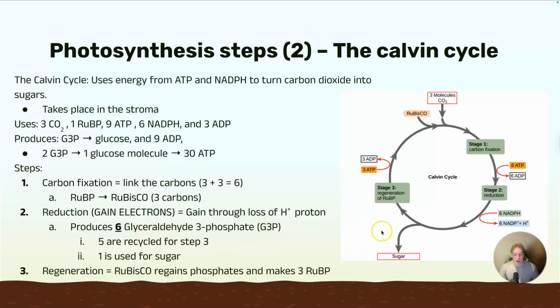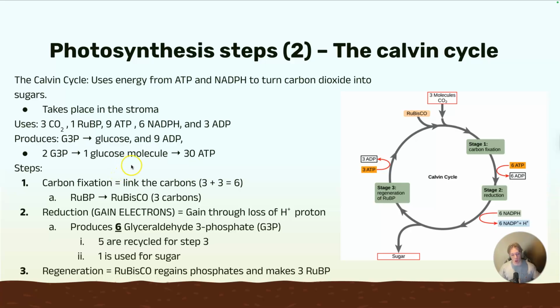And we're going to send 5 of those into the chain to help regenerate this molecule right here, the RuBP, while one of them is going to be shoved off and used for sugar production. So that's why we have to repeat this entire cycle twice, like I talked about in the beginning. It's because we need 2 of them. We need 2 G3P to produce 1 molecule of glucose.